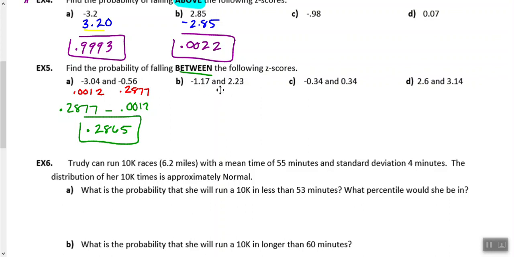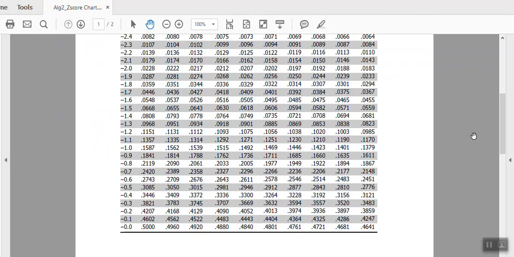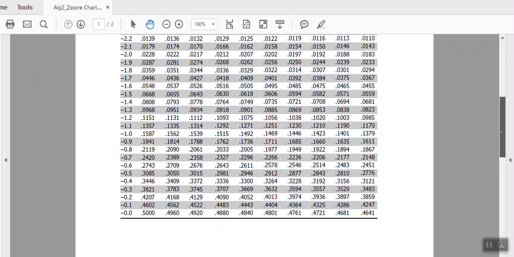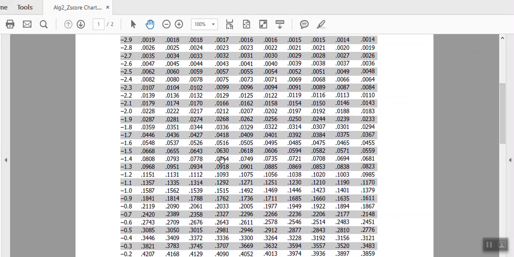Now, if you want to try B on your own, you can pause the video and then check back in. I am going to go through B just like I did A though, so if you're still a little confused. So I'm finding in between. I have my z-scores, so I need the probability that matches them. So I'm first going to look up the negative 1.17. So we go to our chart, let's find the negative 1.1. All right, and then we go over to 7, and I get 0.1210.